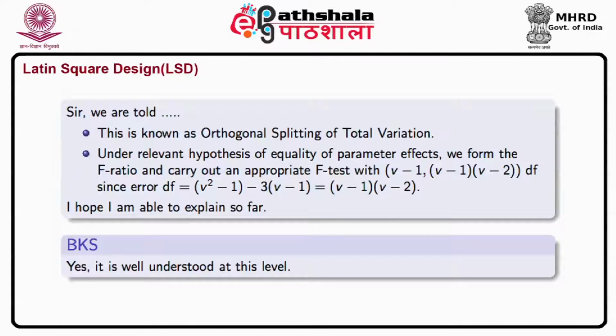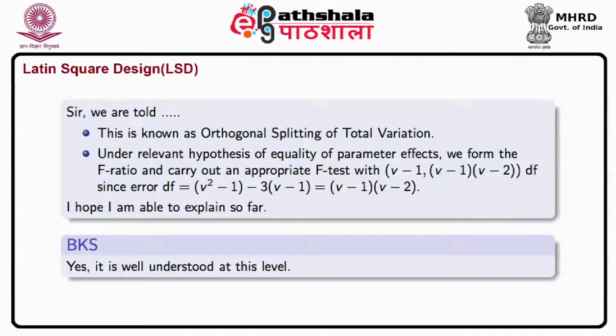Under the relevant hypothesis of equality of parameter effects, we form the F ratio and carry out an appropriate F test with V minus 1 and (V minus 1) into (V minus 2) degrees of freedom. Since we know that the error degrees of freedom is equal to V squared minus 1 minus 3 into (V minus 1), that is equal to the latter degrees of freedom, that is (V minus 1) into (V minus 2). I hope I am able to explain so far.